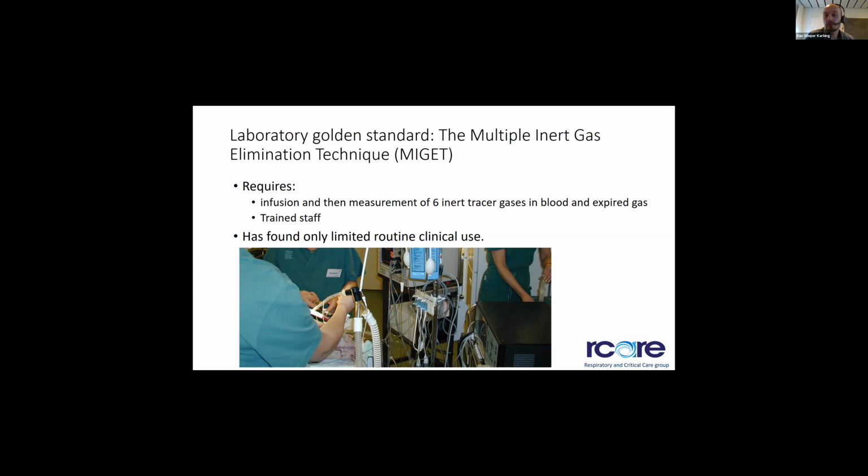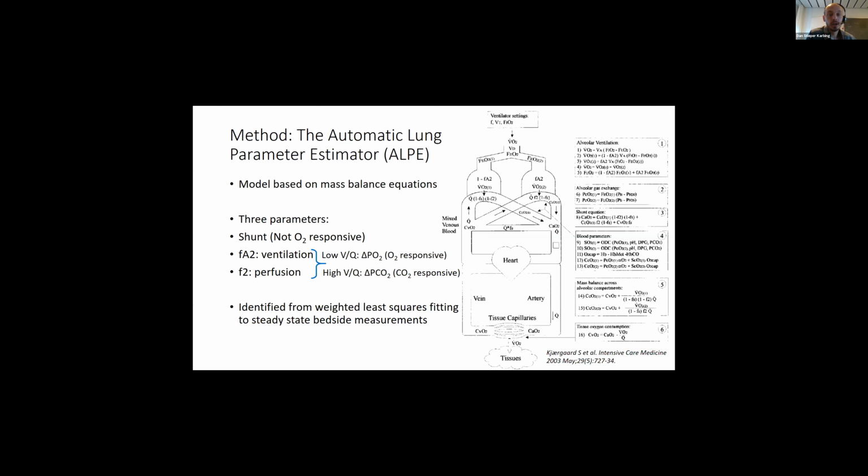So we are left with a problem of parsimony. We need to find a model that is sufficiently simple for us to be able to identify the parameters using bedside available data. Our proposal for such a solution is the automatic lung parameter estimator, in short, the ALPE. This is a model based on mass balance equations.